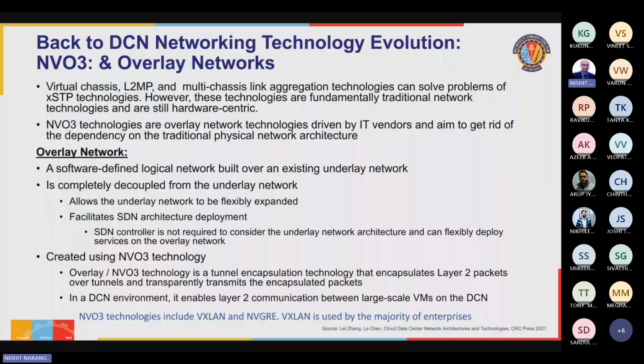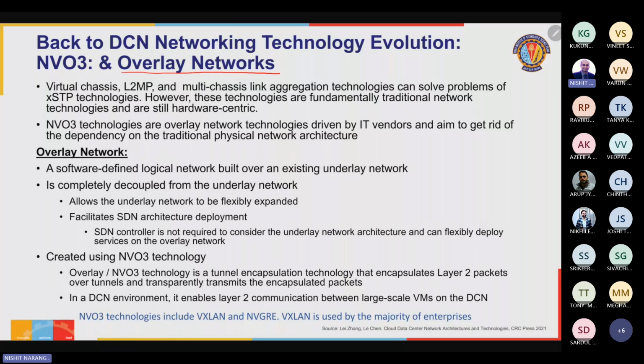So back to our discussion where we left off last class. We were discussing the data center network technology evolution, and post L2MP, we said the NVO3 technology had come in. So the term NVO3, as we had just introduced last time, is network virtualization overlay. So the O over here brings in the concept of overlay network.